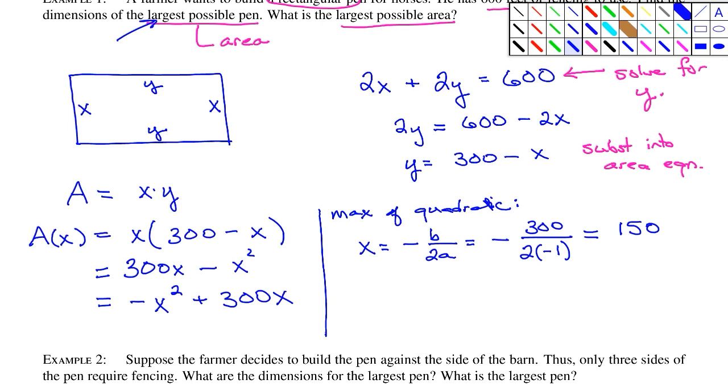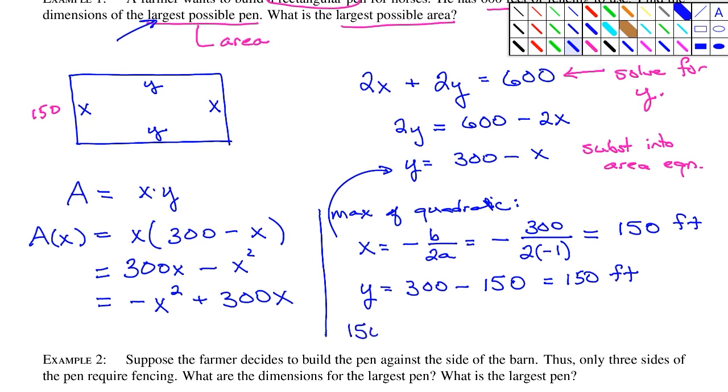Now I need to find the other aspects. So what are the dimensions? So x is one of the dimensions. So we know that. Plug that in. That's 150. And to find the y, I'm just going to use this equation from before. So y is equal to 300 minus 150. And that's also 150. So I'm going to go ahead and put labels on these units. This is going to be 150 feet. So the dimensions are 150 feet by 150 feet.